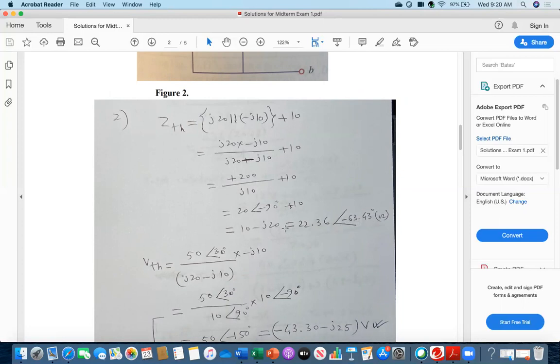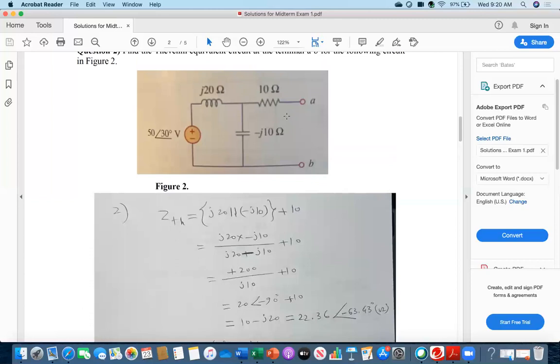And now I need to get the V Thevenin. This means the voltage across these two points. Everybody see, when this is the source, current is flowing, but no current is going through the 10 ohm because this is open. So current will flow through j20 and minus j10. First you find the current flowing through this minus j10, and then multiply by minus j10. That will be your voltage across A and B. The 10 ohm will not be counted because this is open circuited.